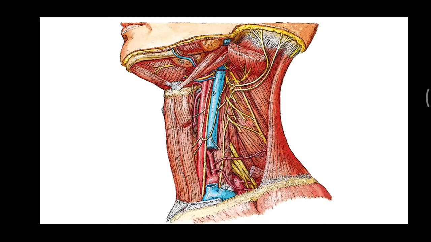The next content of the supraclavicular triangle is the trunks of the brachial plexus. That is, these structures.